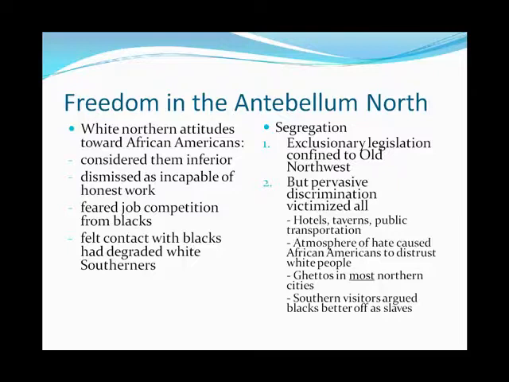They might live in every ward or district in a city, but within those wards and districts, they might be confined to certain streets. These would be the only places that they could find housing. Southern visitors sometimes argued that blacks were better off as slaves in the South than they were as free blacks in the North because of these patterns of discrimination and segregation.